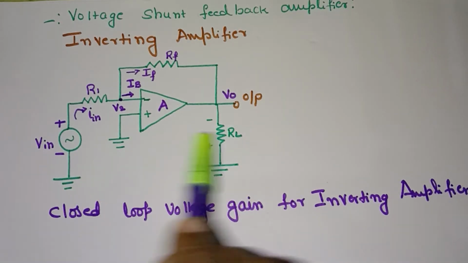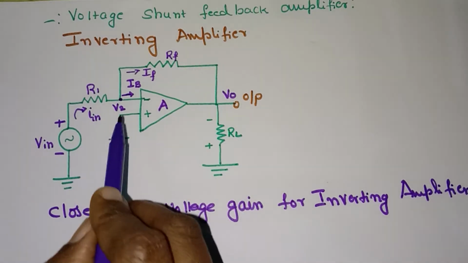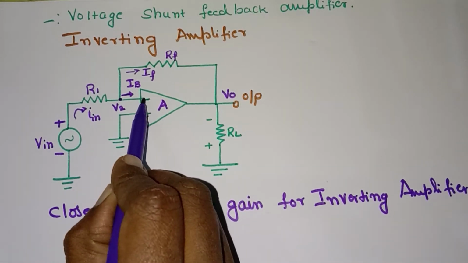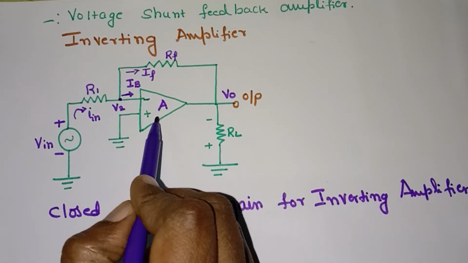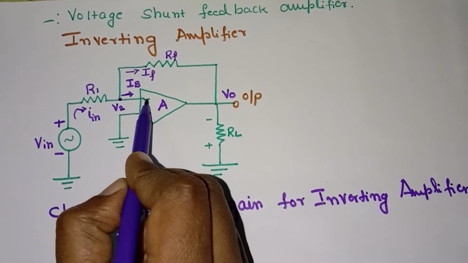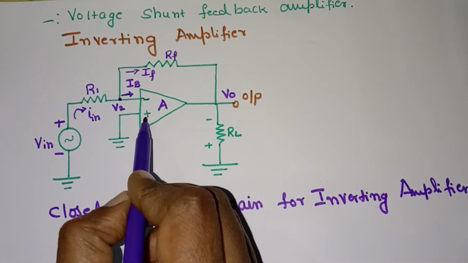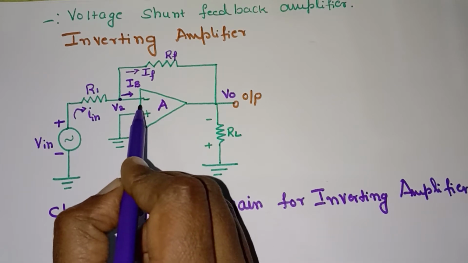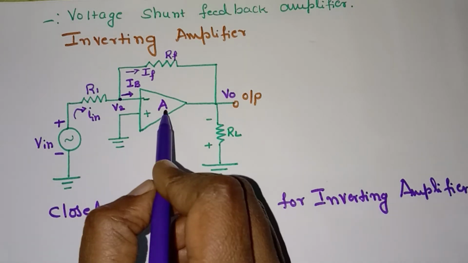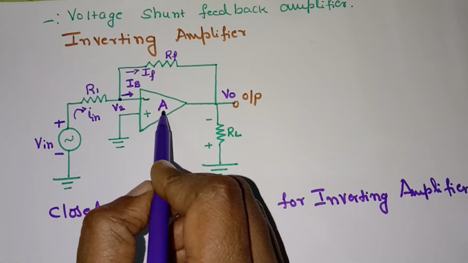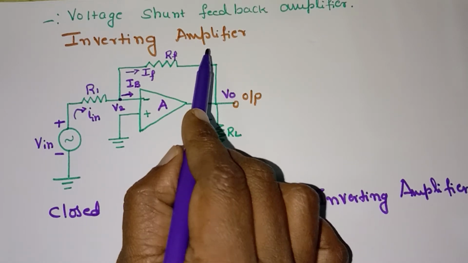Why it is called inverting amplifier? Because input is applied to the inverting terminal of the operational amplifier. Okay, you see here, this is the inverting terminal and this is the non-inverting terminal. Input is applied to the inverting terminal of the operational amplifier. So the circuit is called inverting amplifier.